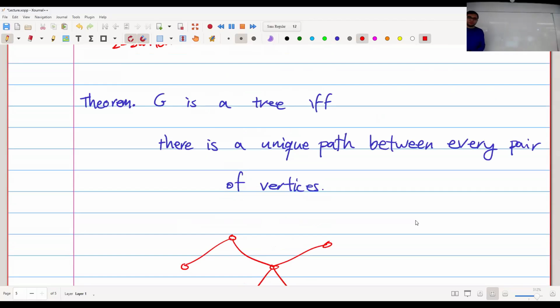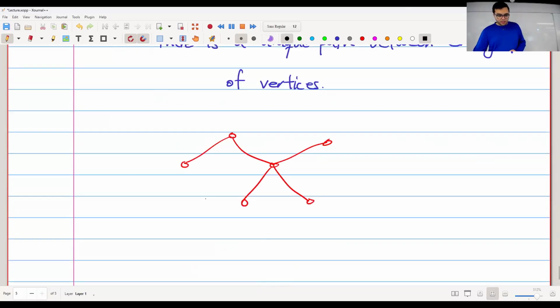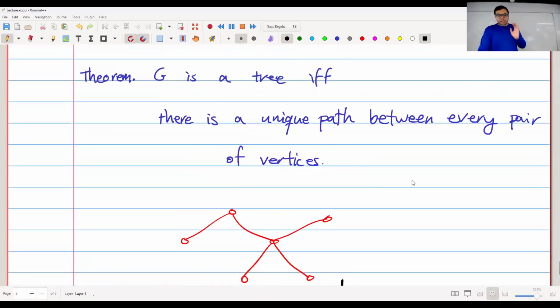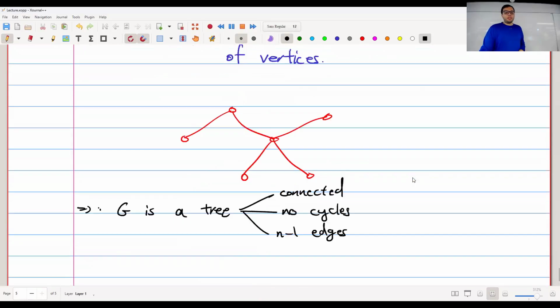So let's first do the first side. So if G is a tree, what does that tell us? So G is a tree. It basically gives me all the three properties. It says that it's connected, it has no cycles, and it has n-1 edges. So I can use any of these. Okay. I want to say there is a unique path between every pair of vertices.